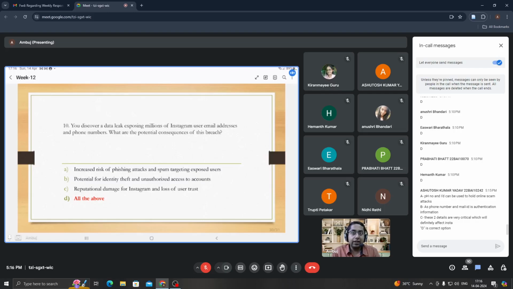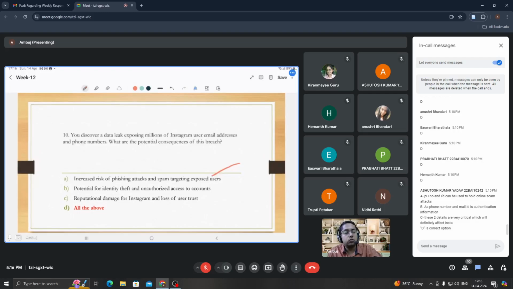Then potential for identity theft and unauthorized access to accounts. Definitely the information access has been there. Okay. So definitely B would be an option. Because data breach is there, we don't know whether email address or phone number has just leaked or password has also leaked. So definitely identity theft. Identity theft does not mean you need to compromise the email address as well as the social media account. Okay. It is just regarding identity theft.